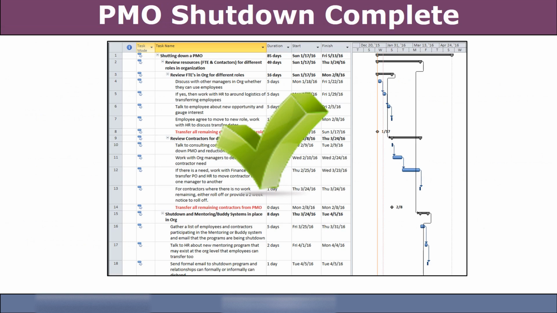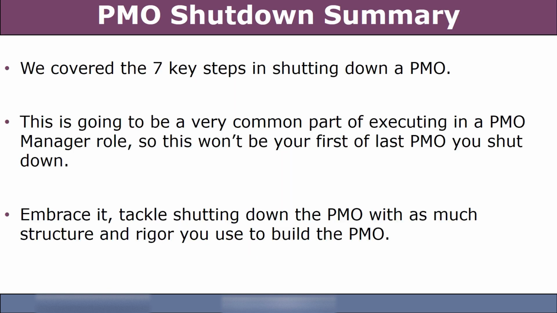And that's it, right? You've shut down your buddy system. You've looked for new roles for your employees, right? You've looked at your software contracts. Check, check, check. You've backed up the materials. You've taken and made binders out of it, and your PMO shutdown is complete. You've walked through these steps to shut down your PMO and literally get your organization set up to move forward without that formal structure.